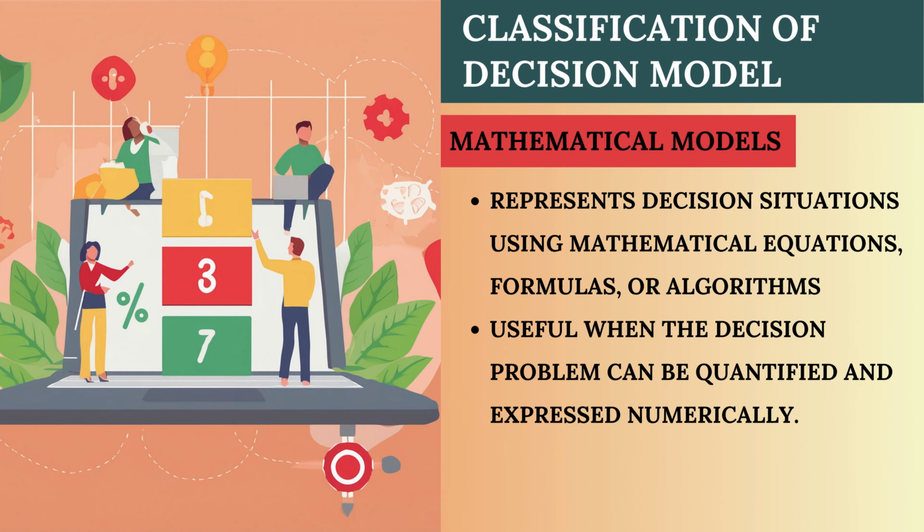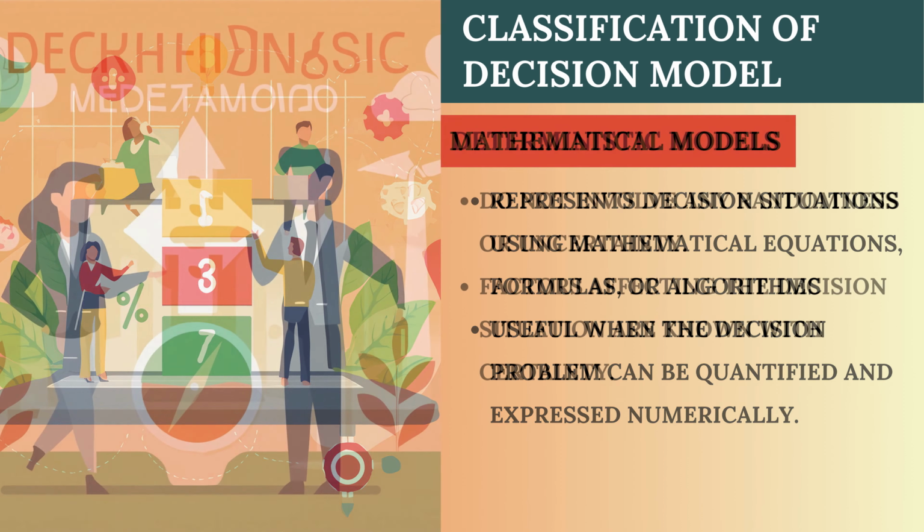Mathematical models represent decision situations using mathematical equations, formulas, or algorithms. These models are useful when the decision problem can be quantified and expressed numerically. To understand more, let's take an example. In a production planning problem, a mathematical model might use linear equations to represent constraints like available resources and demand, with the goal of maximizing profits or minimizing costs.